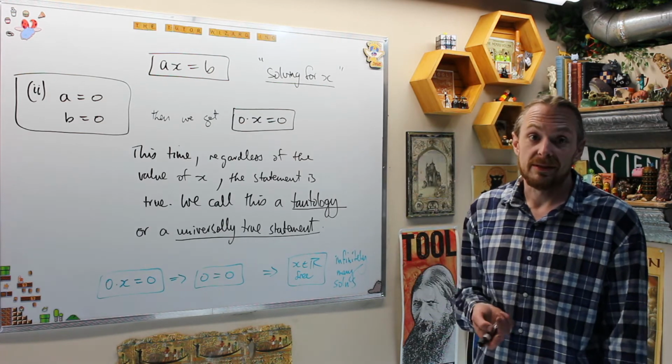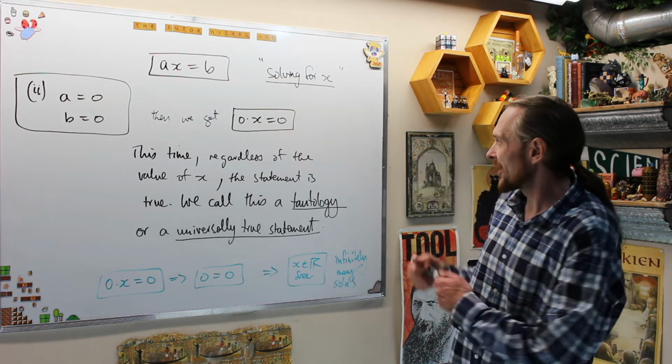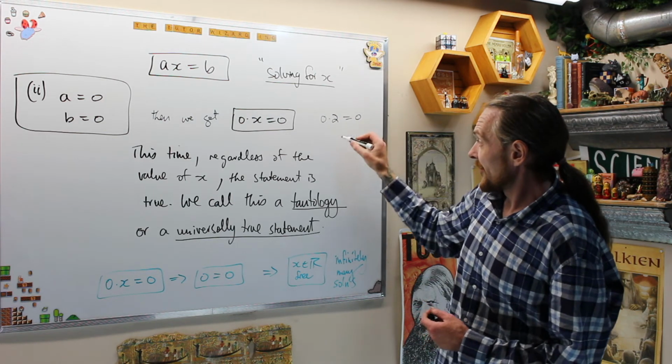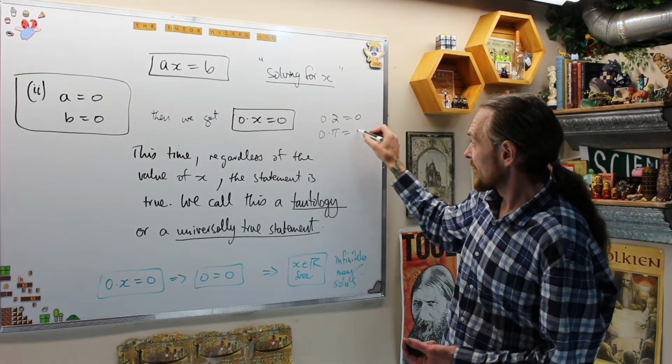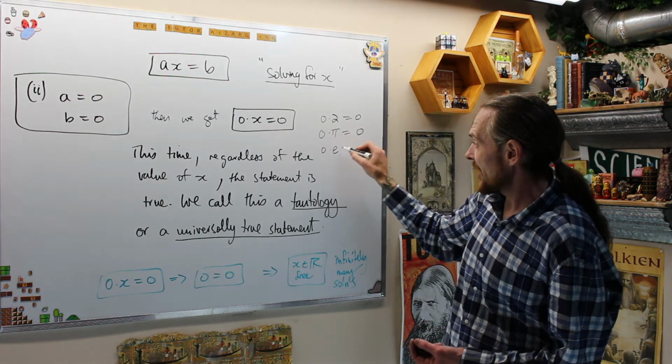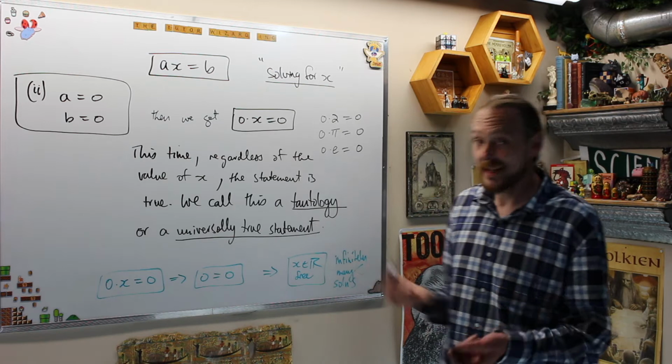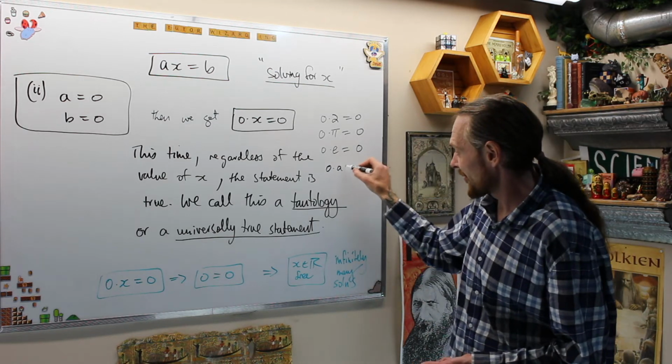0x always equals 0. So regardless of what kind of x I put in there, if I pick 2, well, 0 times 2 is 0. If I pick pi, 0 times pi is 0. If I pick e, the number e, not the letter e, then 0. It doesn't matter what real number I picked, I'm going to get 0. And in fact, I can put the letter in there if you want.